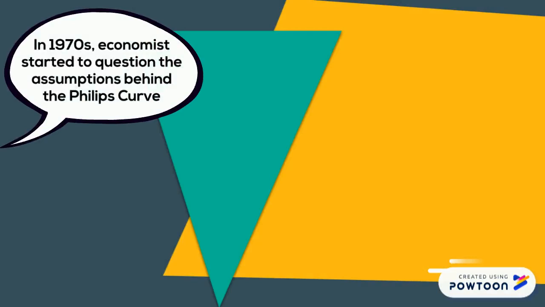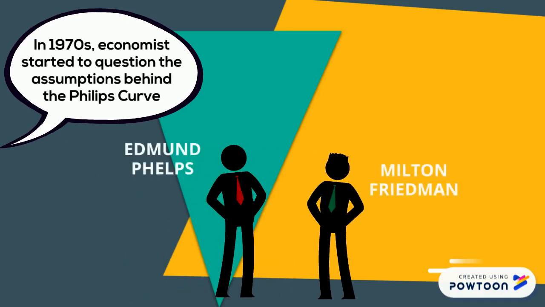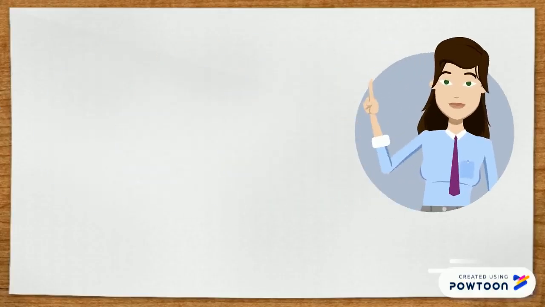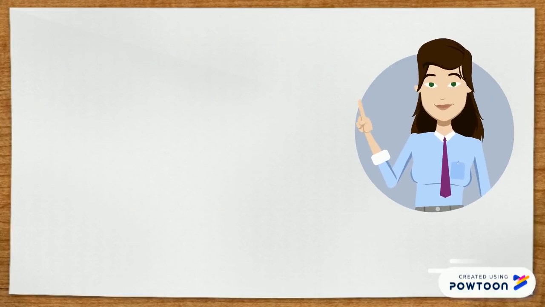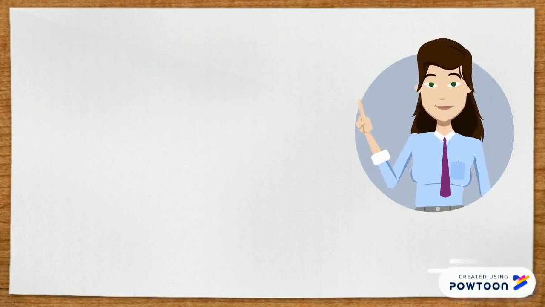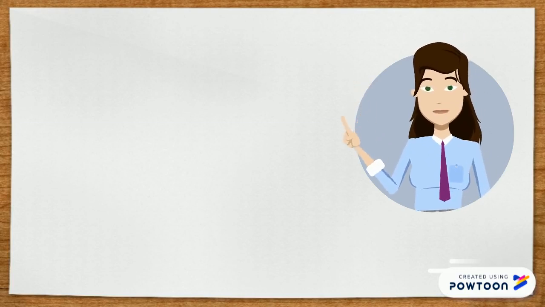In the 1970s, economists started to question the assumption behind the Phillips curve. American economists Edmund Phelps and Milton Friedman asserted that the trade-off between inflation and unemployment only occurred in the short run. The economy can only be in one of these three places at any given period of time: a recessionary gap, an inflationary gap, or at full employment.